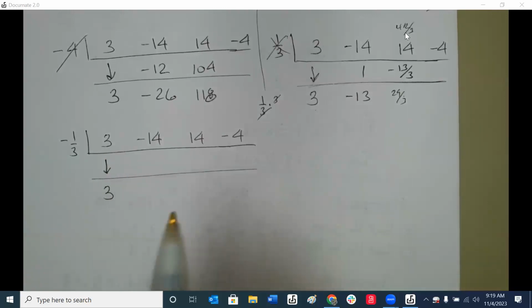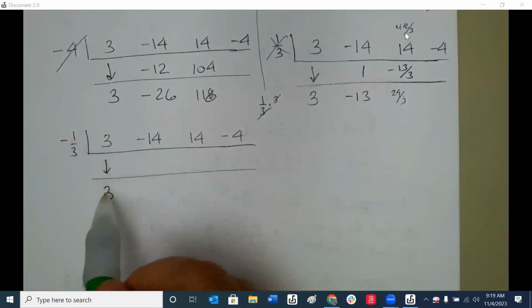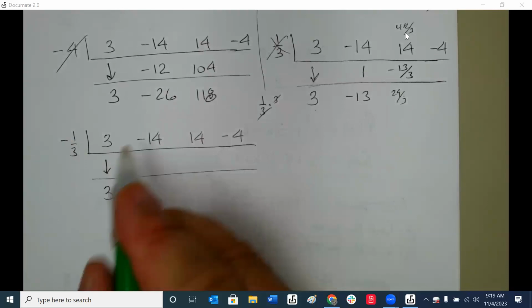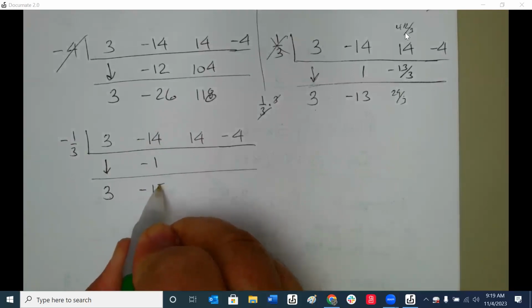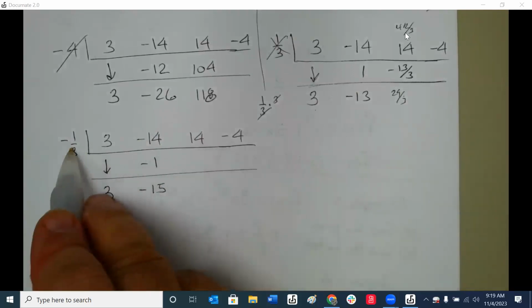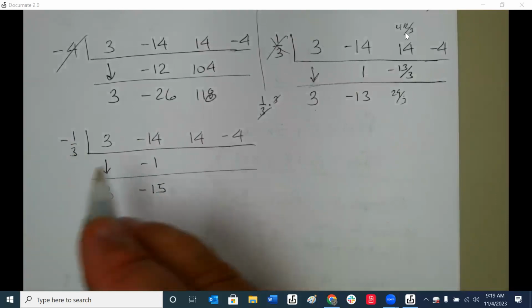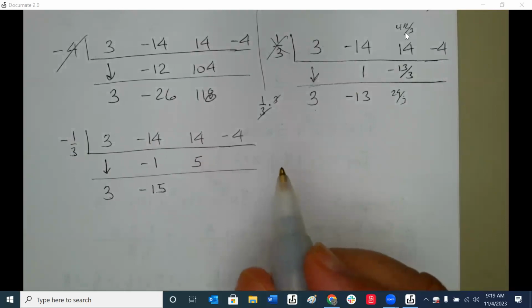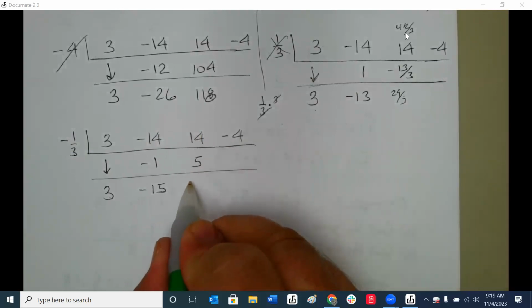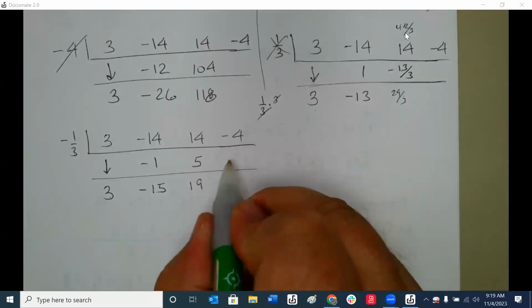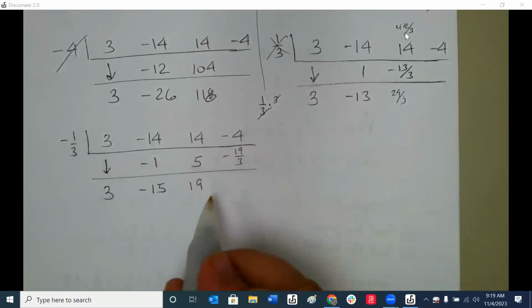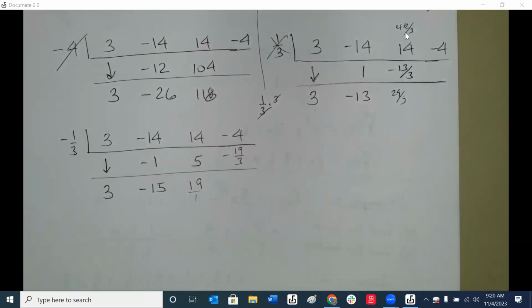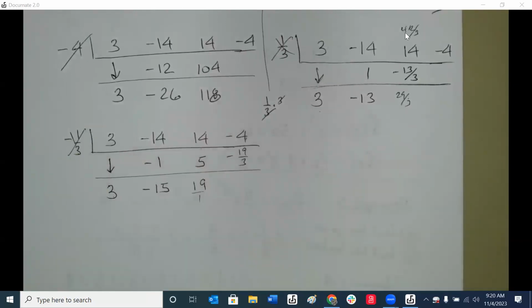Bring down the first term. So -1/3 times 3, the 3's cancel, so it's -1. -14 minus 1 is -15. Negative and negative is a positive. 15 divided by 3 is 5. 14 plus 5 is 19. So it's -19/3. -1/3 times 19/1 is -19/3. And that's not going to work because that's not going to equal 19. So that one doesn't work.